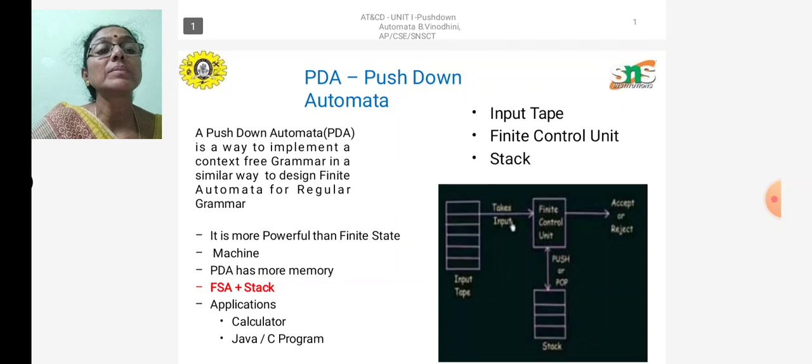The components of the pushdown automata are an input tape and a finite control unit, and also an extra stack memory to store the history of data. The pushdown automata is mainly used when a language requires the history of data, that is, when it needs to store the history of data. That type of language uses pushdown automata.